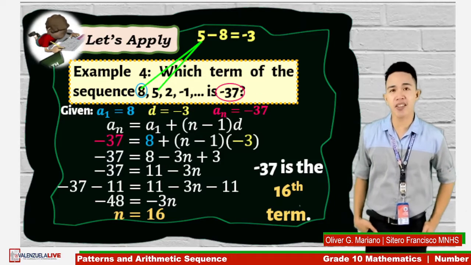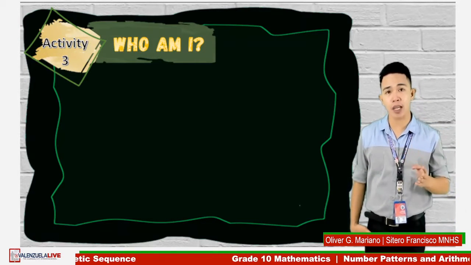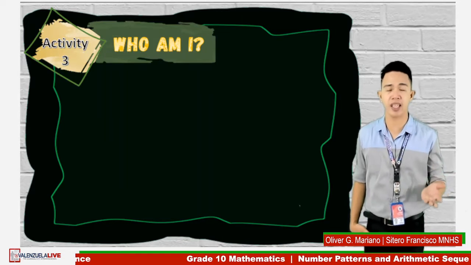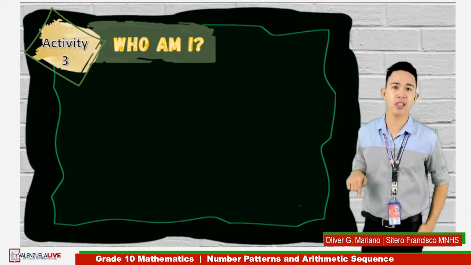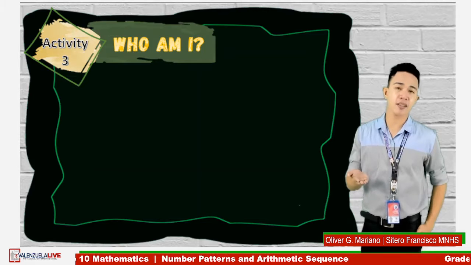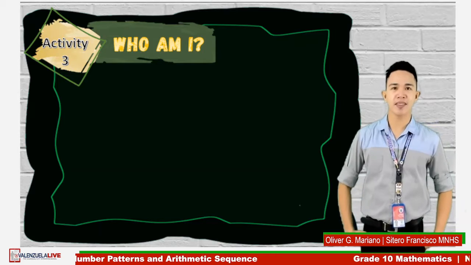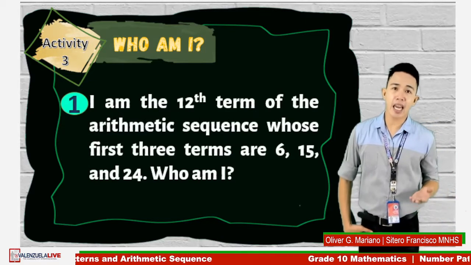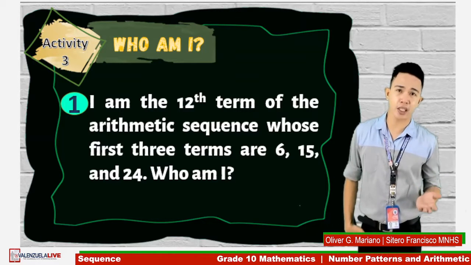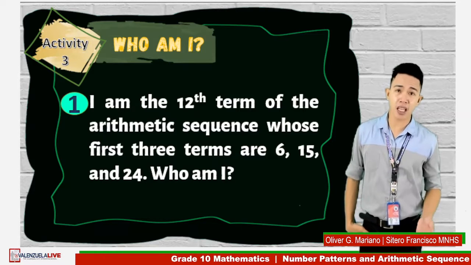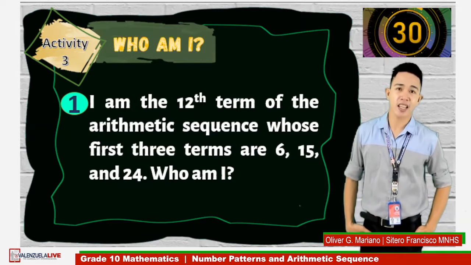Let's now proceed to another activity called Who Am I? I will be flashing a problem on arithmetic sequence and you have to solve it in 30 seconds. Once you're done, you may drop your answer in the comment box. Is that clear? All right. Here is the first problem. I am the 12th term of the arithmetic sequence whose first 3 terms are 6, 15, and 24. Who am I? 30 seconds. Go.